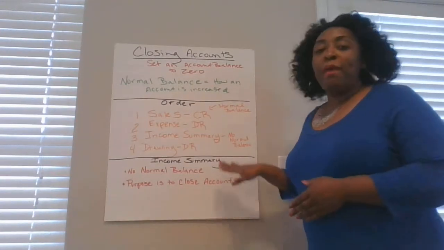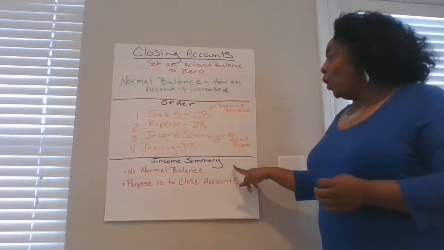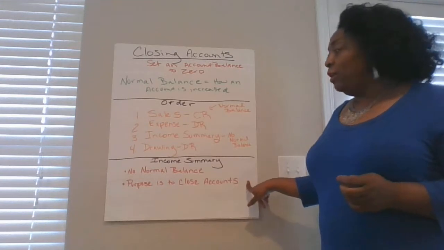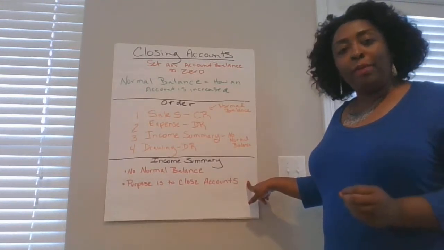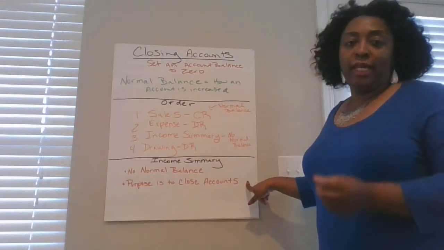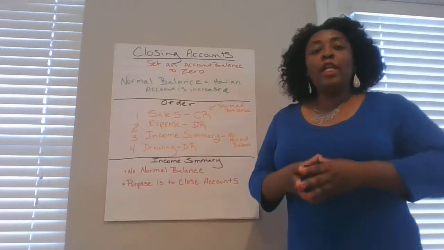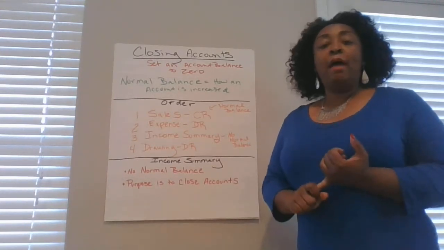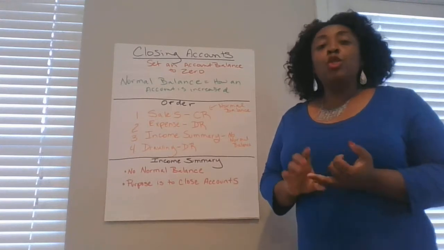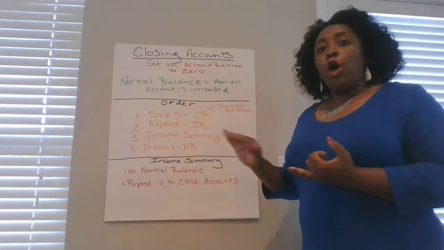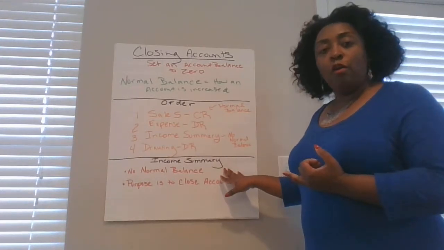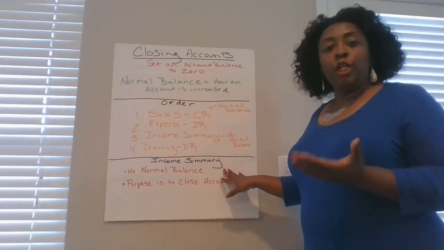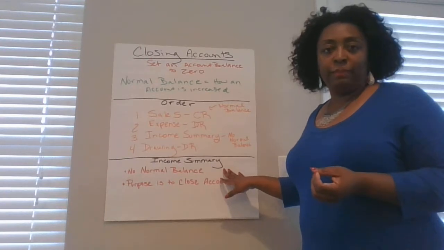Okay, so now we're going to talk about the income summary account. I've already told you that the income summary account has no normal balance. The other thing I need to tell you about the income summary account is that the only purpose it serves is to close accounts. When we write a journal entry, we already know that journal entries must have a minimum of two accounts. There must always be a debit and there must always be a credit. So when we're closing our accounts, the income summary account serves as the other half of that entry. We use the income summary to close the sales and expense accounts. Okay?